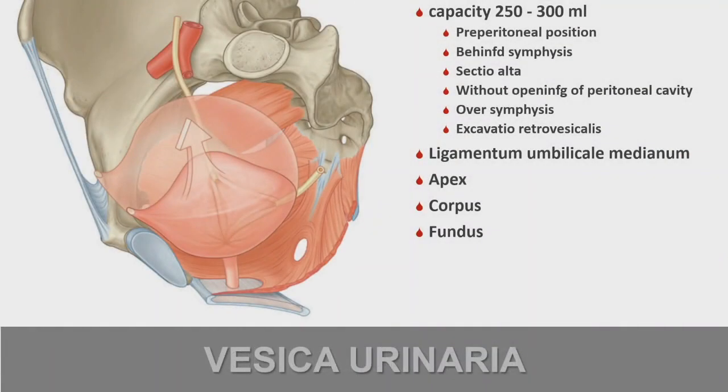So now we turn to the urinary bladder. The urinary bladder is a sac which is collecting urine, and the sac has a capacity of about 300 milliliters. 300 milliliters is approximately normal volume. It could be enlarged, it could be decreased, and second, very important, is that the urinary bladder is localized in the front of the peritoneal cavity.